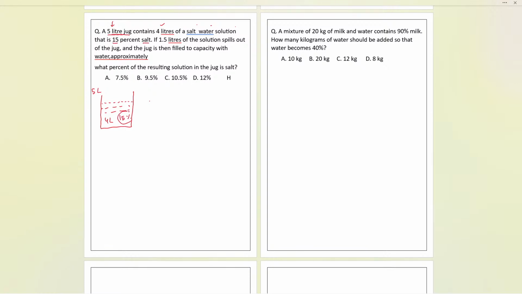Now, if 15% salt is inside this, and suppose we are carrying it from one place to another, running in a hurry, and we spill it out. We spill 1.5 liters. After spilling, the quantity decreases. 1.5 liters is gone. Now let us see what has gone along with this 1.5.